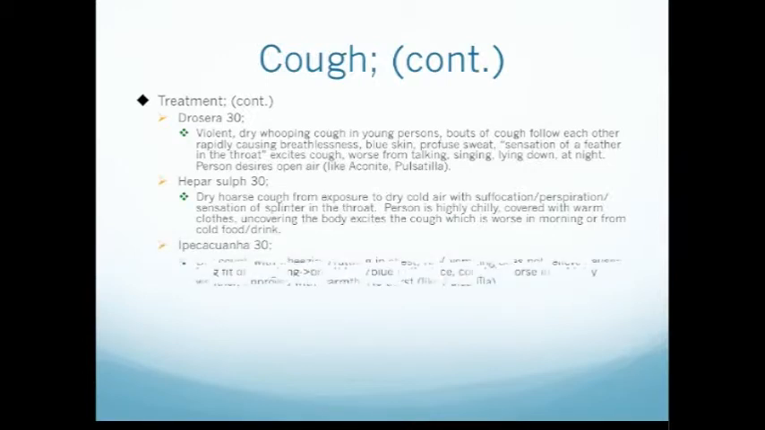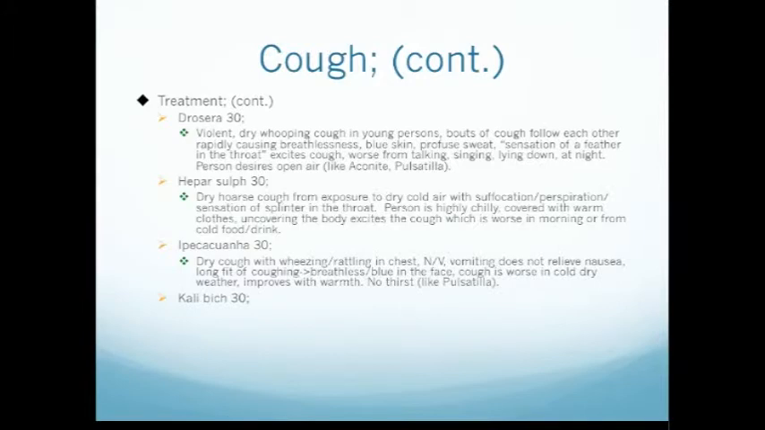Ipecacuanha 30 is used to treat dry cough with wheezing and rattling in chest, nausea and vomiting that does not relieve the nausea. There are long fits of coughing causing breathlessness and a blue face. The cough is worse in cold, dry weather. Improves with warmth. There's no thirst, like what happens with the coughs treated with pulsatilla.